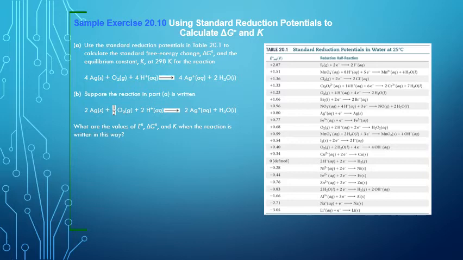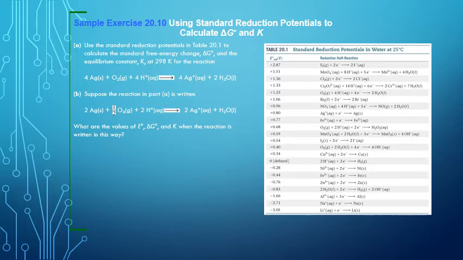All right, so let's look at one more example problem and try to combine a couple of different relationships that we would have. So for part A, we want to calculate the delta G, the K, and the Ecell for the following reaction. And then for part B, whatever we had for part A, we want to see what the values for E naught, delta G, and K would be when the reaction is written as 2Ag plus 1/2 O2 plus 2H plus forms 2Ag plus and H2O.